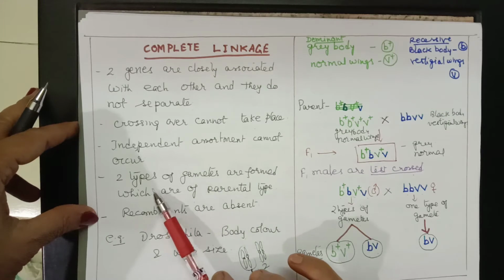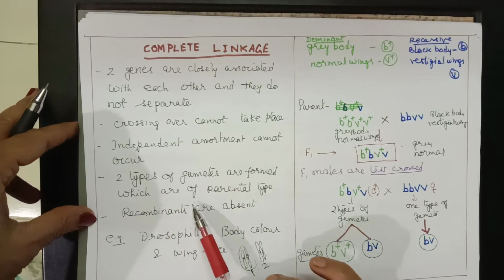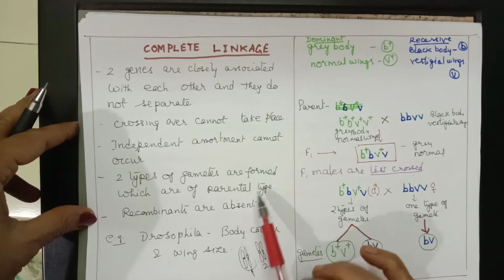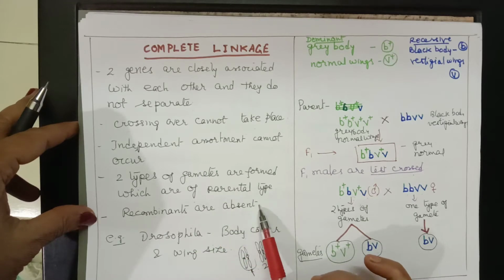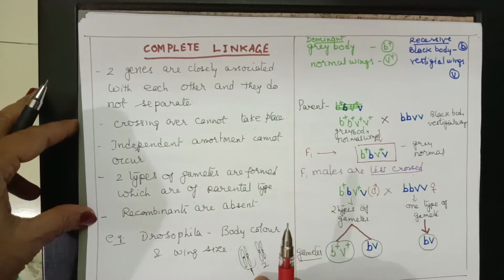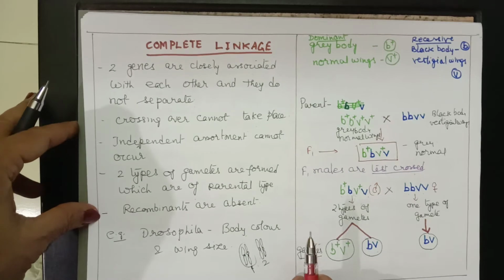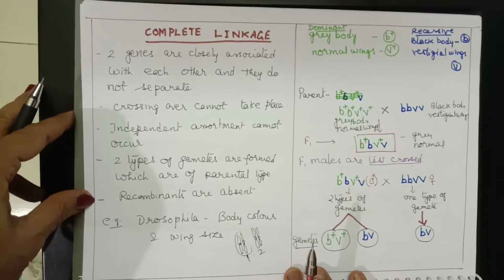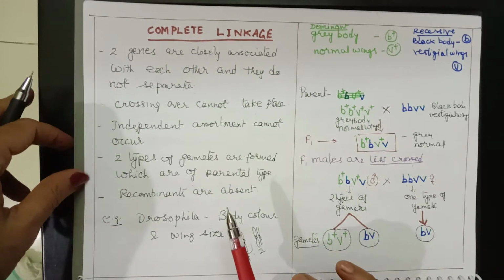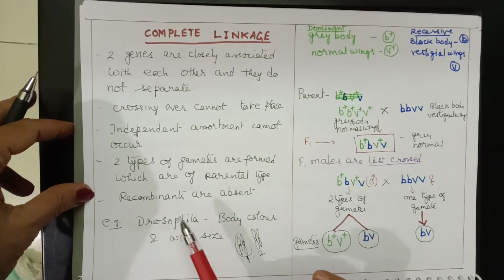And here two types of gametes are formed. Both are of parental type. Recombinants are completely absent here. Recombinant gametes cannot be formed because there is no crossing over at all. Crossing over results in recombination. So here there is no crossing over taking place, so recombinants are completely absent.